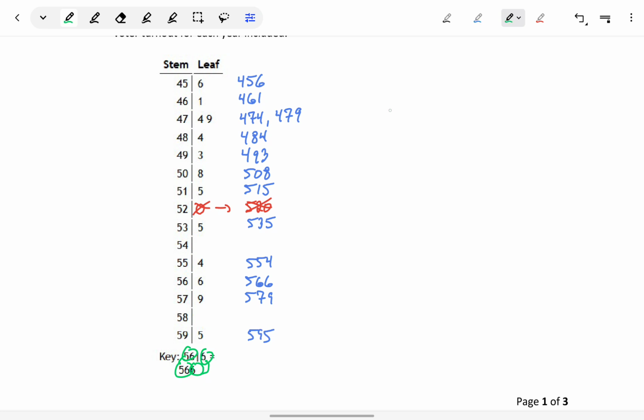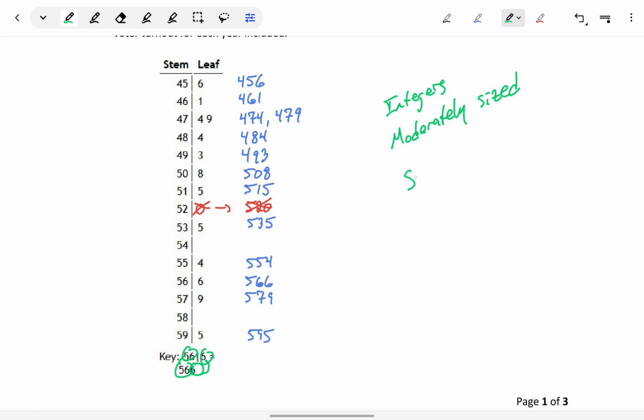Stem plots are best for integer values. They're not going to work well if we're dealing with fractions or decimal answers. We need moderately sized data sets. These would start to get a little unwieldy if we had too many data values, and especially if the range of values was really large. So if this went from values of 0 up to, say, 3,000, this stem plot would become pretty unwieldy.